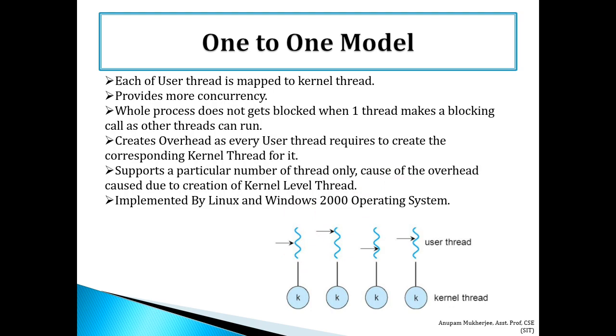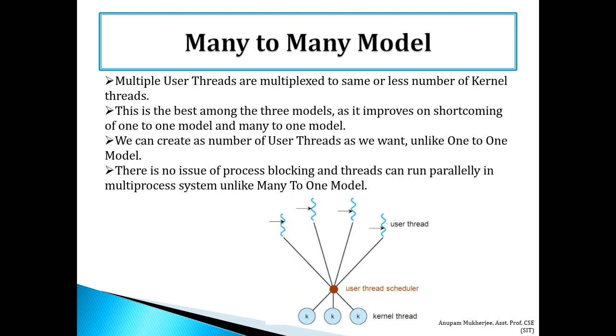So when we develop our own particular application, at that time we have to develop the kernel section also. It is a much more complicated and overhead task, and it supports only a particular number of threads, because we cannot, say, today need 10 different applications and develop the corresponding kernel applications for each. So it is much more restricted. Linux and the Windows 2000 server version support this type of one to one model.